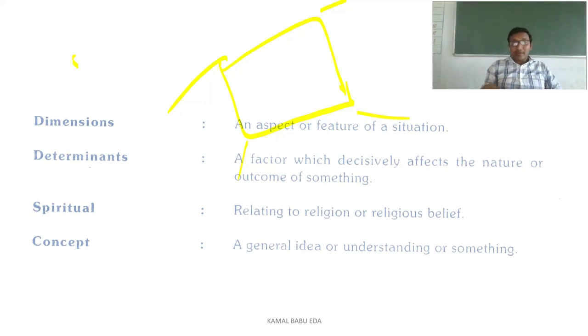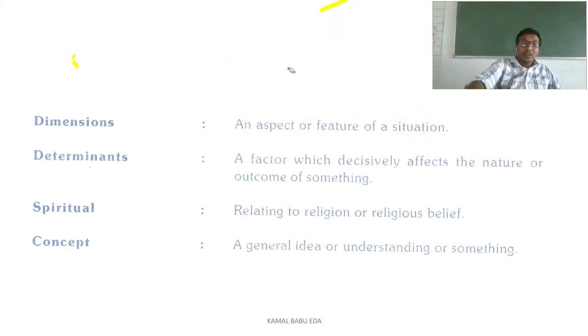Next, coming to determinants. What are determinants? A determinant is a factor which decisively affects the nature or outcome of something. For example, to understand this topic, first of all you need to understand my language. Based on my language, your understanding ability will vary. If I speak properly, you will understand and the outcome is good. If I don't, you cannot understand and the outcome is wrong. So what is the determinant here? The way of teaching is one determinant. The way of using language is one determinant. The way of using technology is one determinant. Based on these determinants and their quality, your outcome differs.